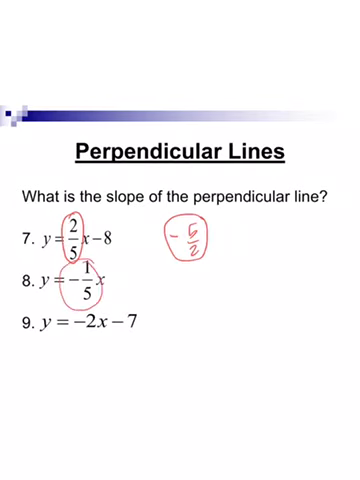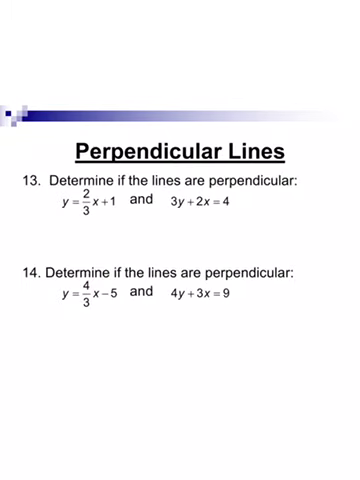Okay, number 8. Slope of the perpendicular line. We do the reciprocal, so 5 over 1. This one was negative, so this one has to be positive. And 5 divided by 1 is just 5. Okay, last one, the slope is negative 2. And here's what negative 2 looks like. This is negative 2. So our opposite reciprocal is going to be positive, and it's going to be the reciprocal, so it's going to flip. So positive 1 over 2 would be the perpendicular slope.